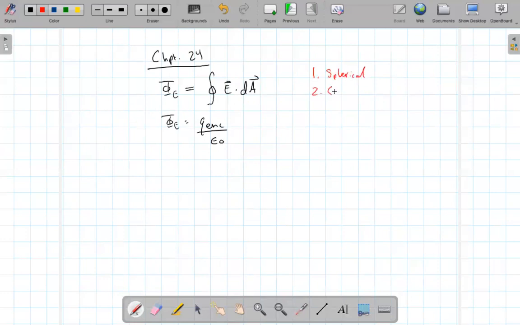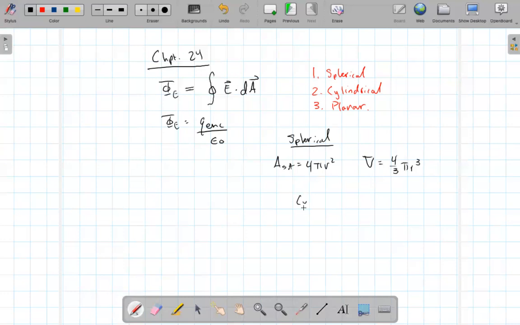Number two, cylindrical symmetry. And number three, planar symmetry. So from here, the only thing I need to know are the surface areas for each one of these things, as well as their volumes. So whenever I have spherical symmetry, in this case, my surface area is simply 4 pi r squared. And then my volume is equal to, of course, 4/3 pi r cubed.